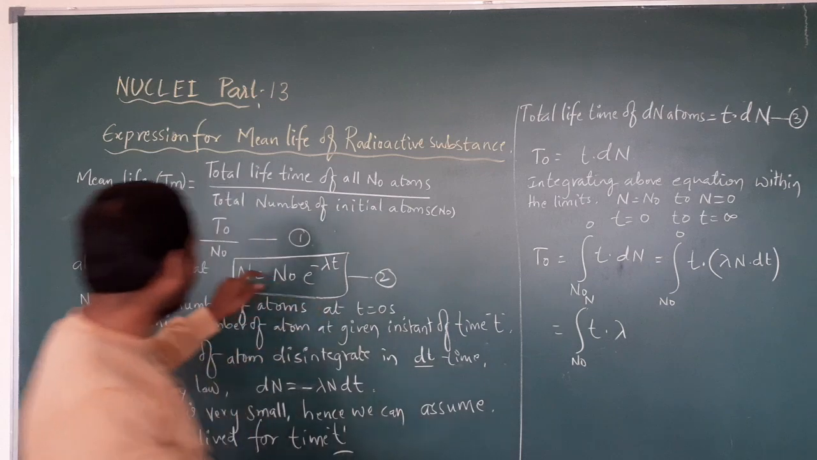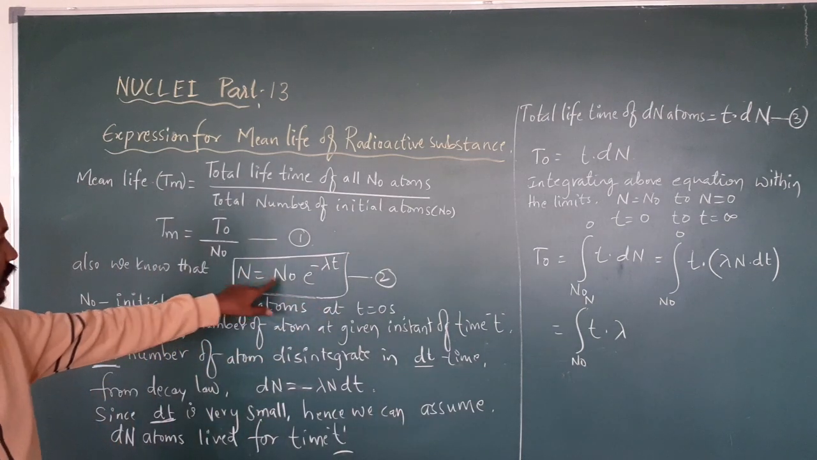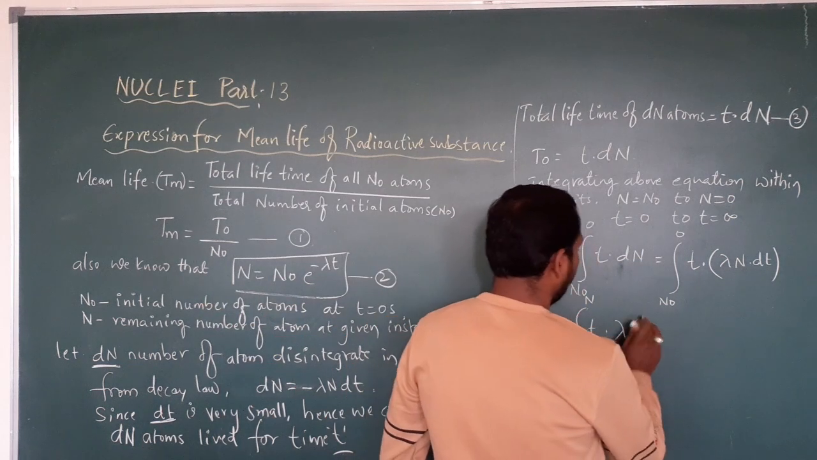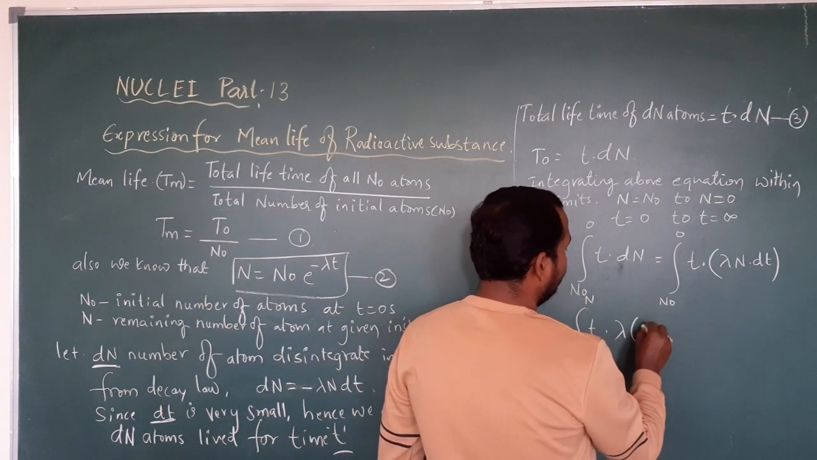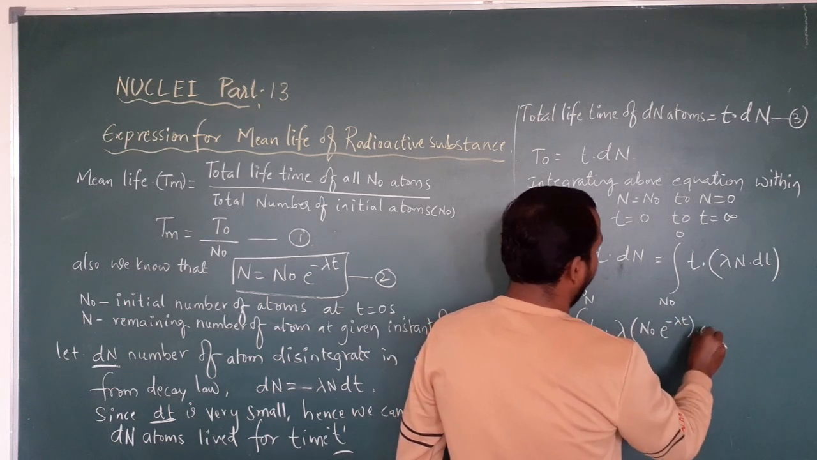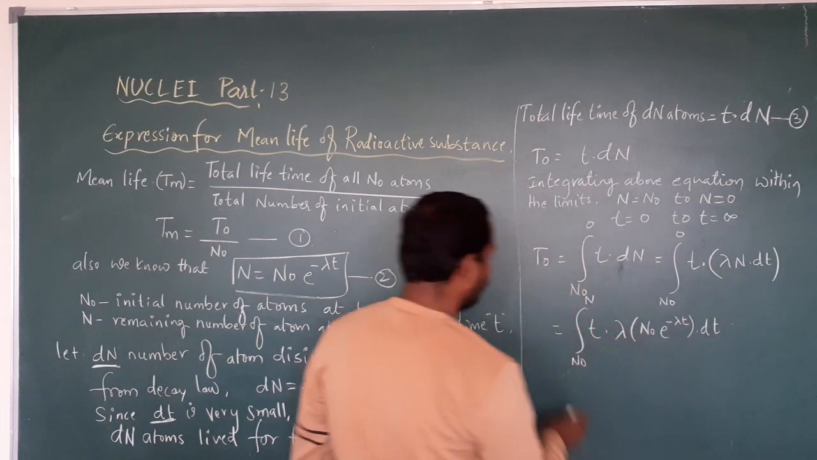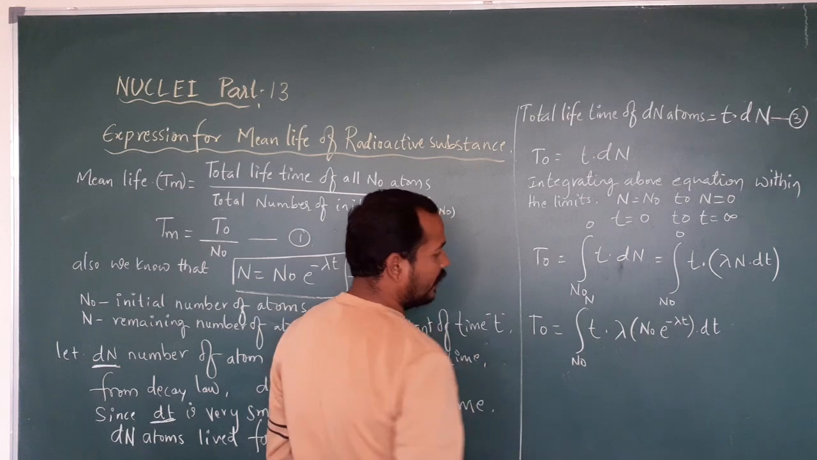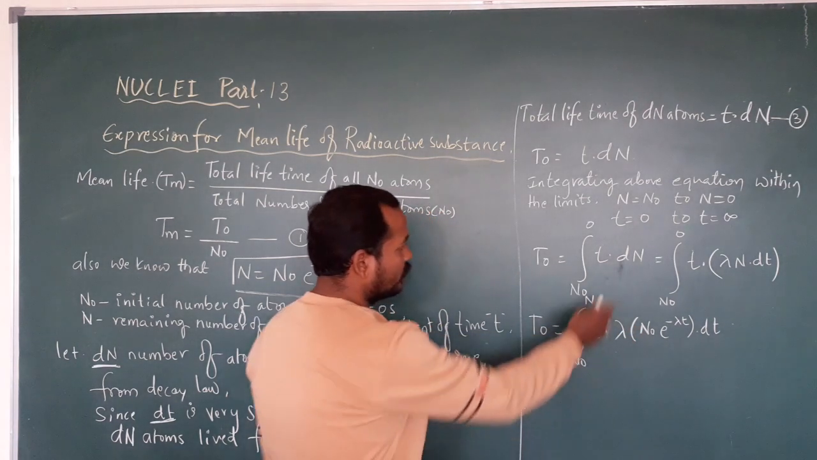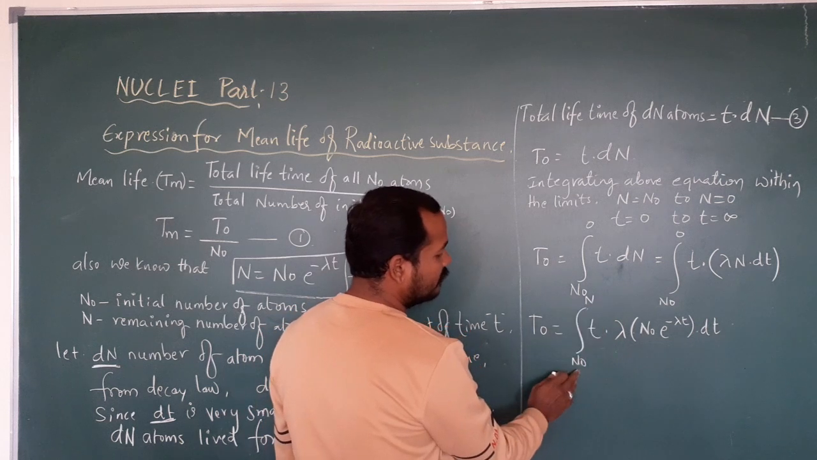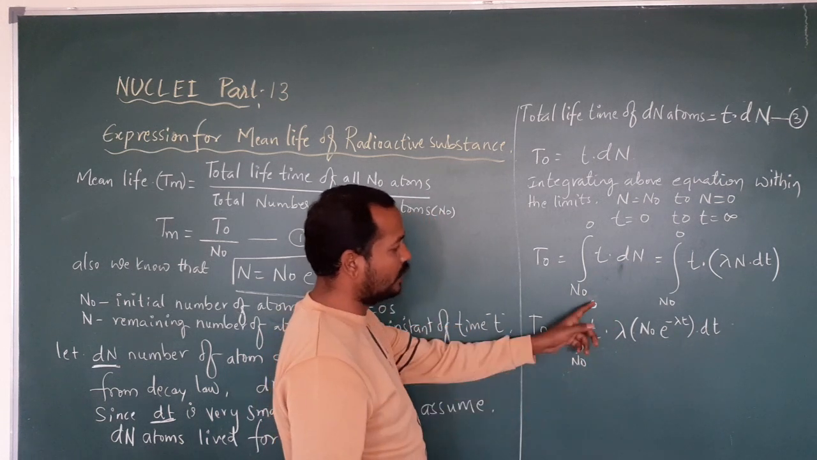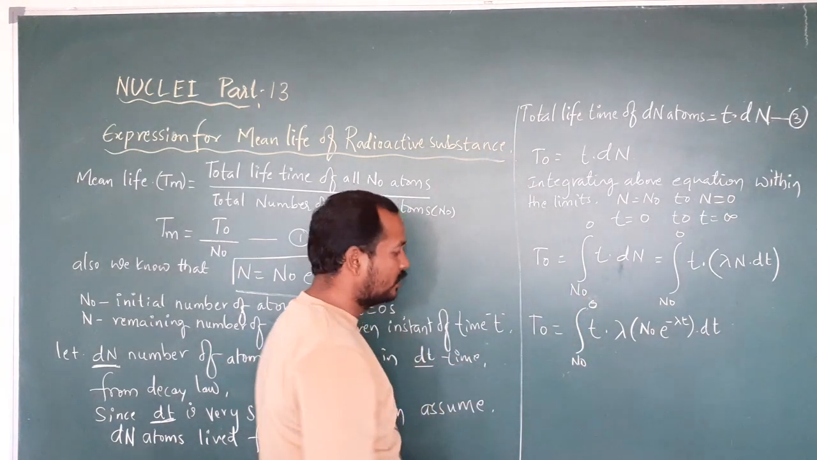What is the n equation we have here? N is equal to n naught e raised to minus lambda t. So in place of n, what can I write? N naught e raised to minus lambda t into dt. So this is t naught, and now I am going to write this equation in terms of t. Here the limits are in terms of n naught and n, so not n naught to n, n naught to 0 here. So n naught to 0, I will convert into time.